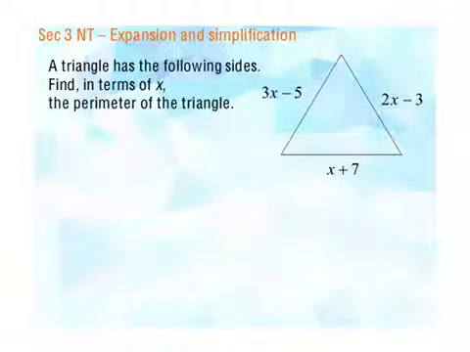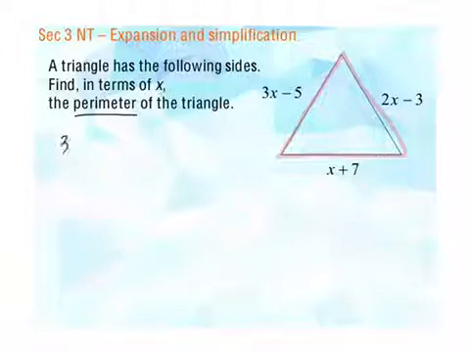Consider the following problem sum. A triangle has the following sides. Find in terms of x the perimeter of the triangle. How do we find the perimeter? The perimeter is the sum of all the 3 sides of the triangle. So I will have the first side, which will be 3x - 5. Then the second side, I need to add together with 2x - 3. And the third side, x + 7. Since this is addition, there will be no change in any of the signs. We can safely add everything together.